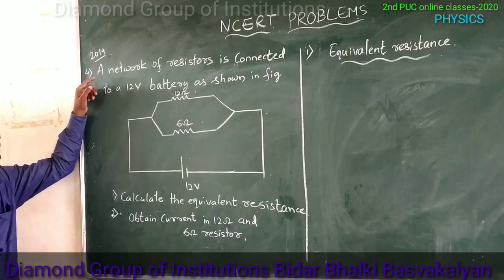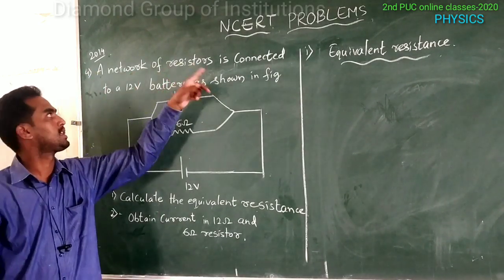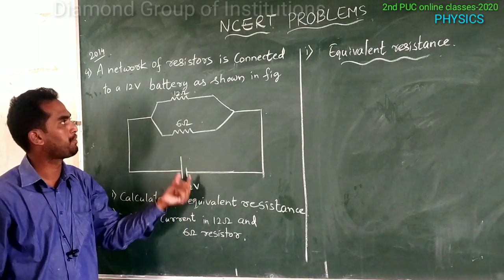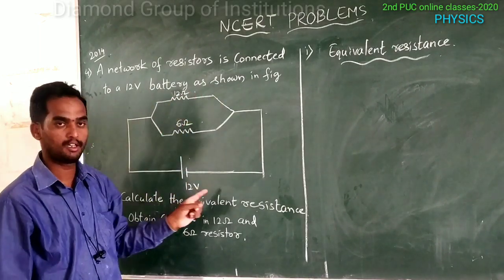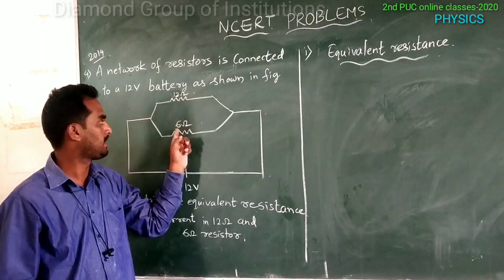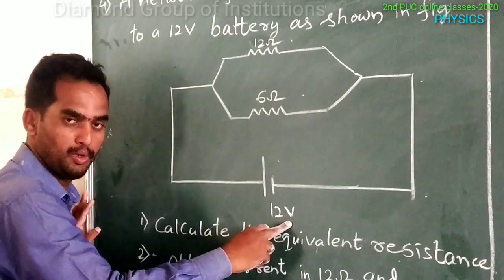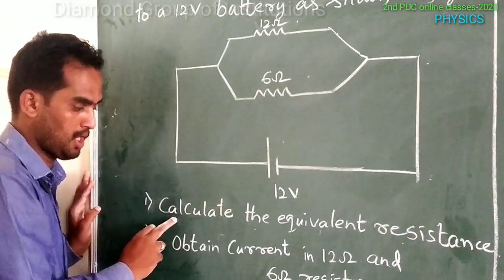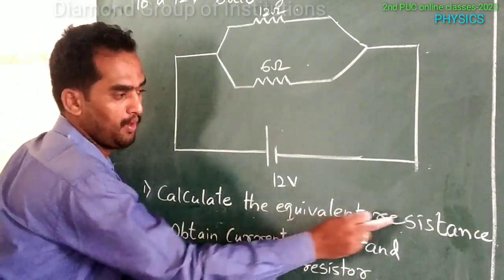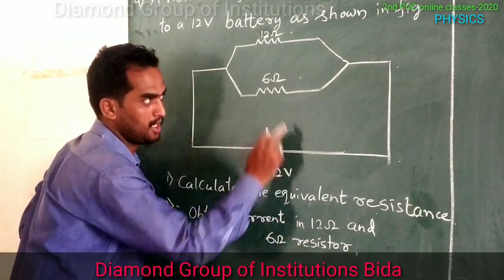Next, one more most important model. A network of resistors is connected to a 12-volt battery as shown in the figure. The first resistor is 12 ohm and the second resistor is 6 ohm, which is connected to a battery of 12-volt EMF. Question number 1, calculate the equivalent resistance. Second, obtain the current across each resistor.